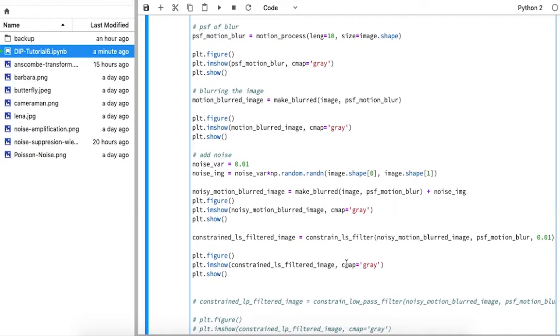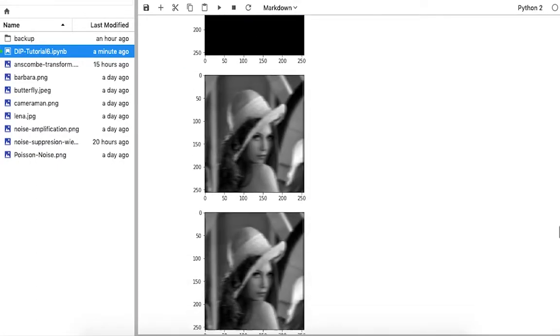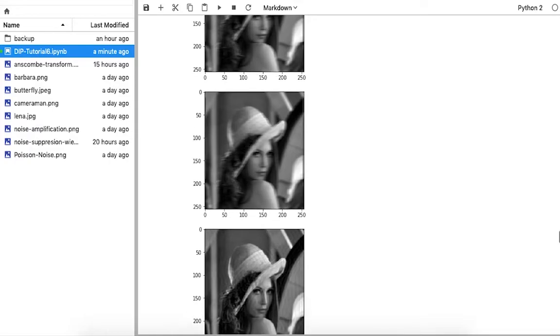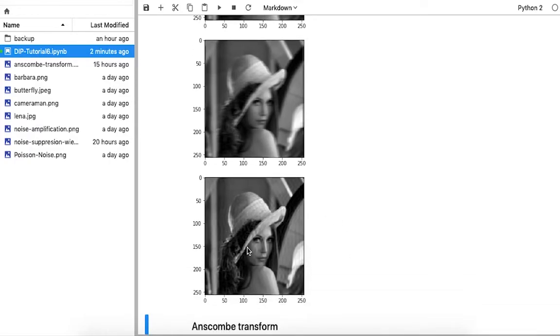So let's see how this performs. First, I'm showing you how it works. This is my deblurred image using this smoothness constraint. I'm not sure what you see here, and if you can appreciate it when compared to the Wiener filter, but I'll show you what happens when you do it the other way.